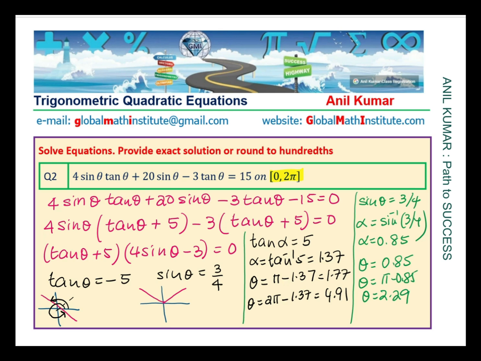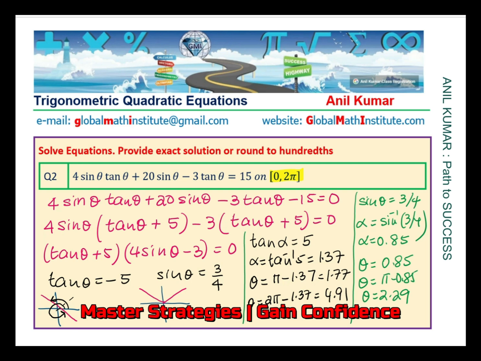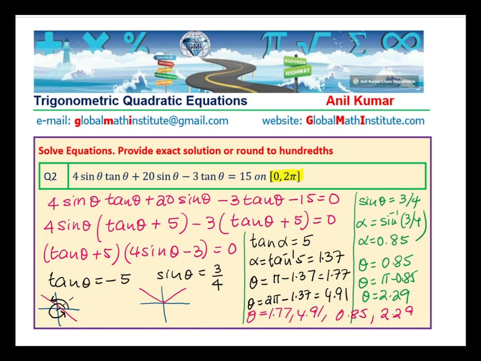2.29. So that is how we get the solution of this particular equation. So we have four answers: theta is equal to 1.77, 4.91, 0.85, and 2.29. Make sense? So that is how we will be answering this particular question.